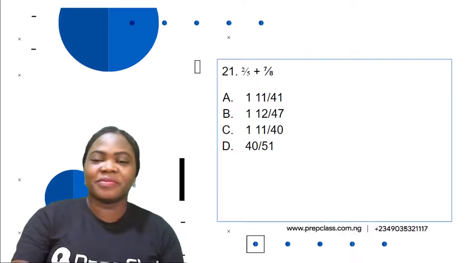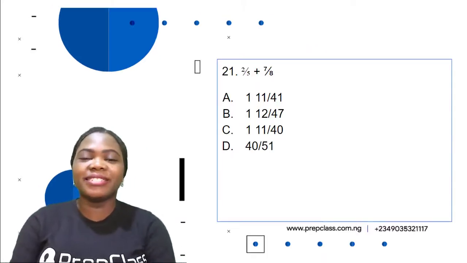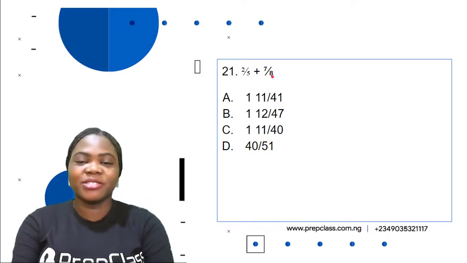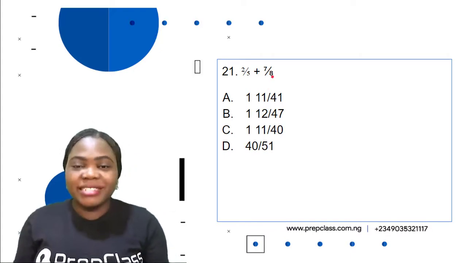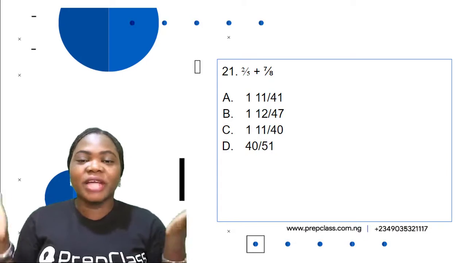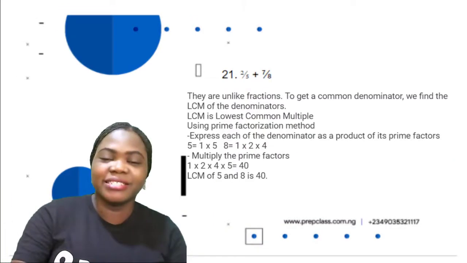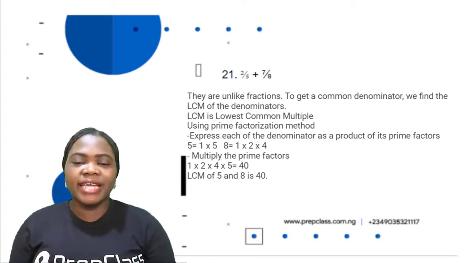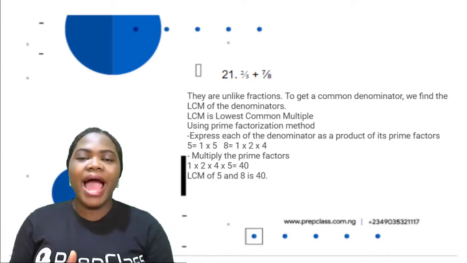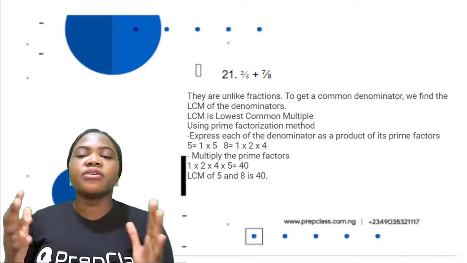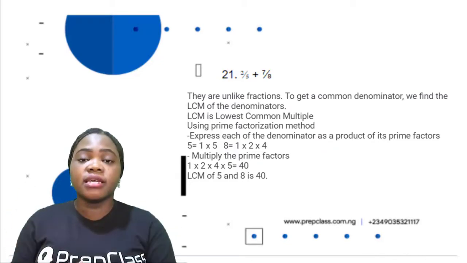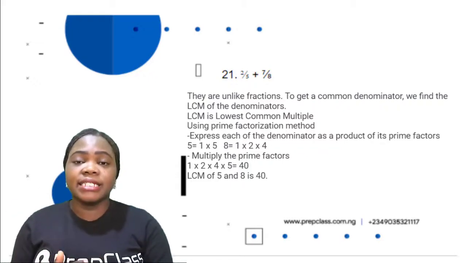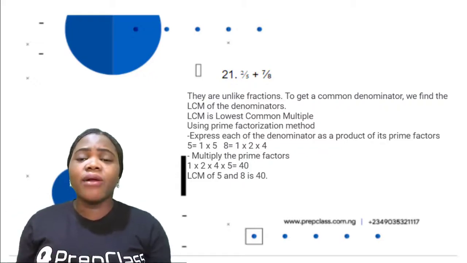Question 21 says 2 over 5 plus 7 over 8. So we have to add these fractions together. Now, what kind of fractions are 2 over 5 and 7 over 8? They are unlike fractions. Why? Because they don't have the same denominator. 2 over 5 has a denominator of 5. 7 over 8 has a denominator of 8. So they are unlike fractions.